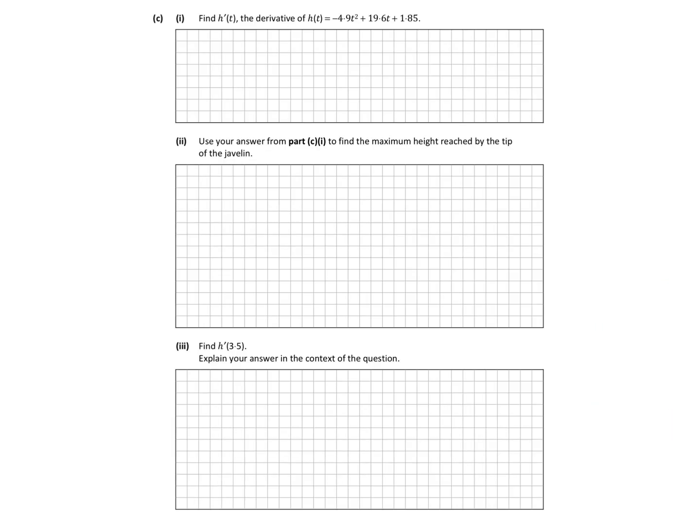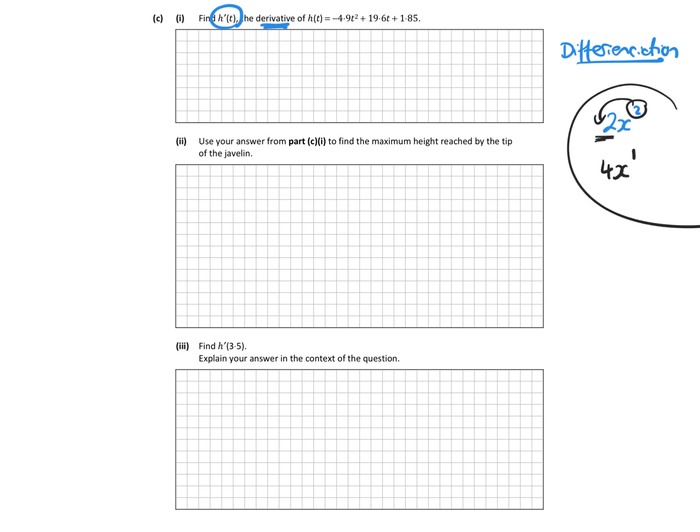The next part here, find the derivative. The derivative is another word for differentiation. Now, they've also used this symbol here, h dash t. So both of those refer to differentiation. When we are differentiating, if I had, say, 2x squared and I differentiated that, you would bring down the 2 here and multiply it by what's in front. So you would get 4x and you decrease the power by 1. That was one of our basic rules.